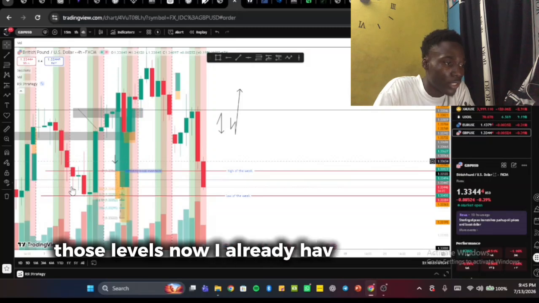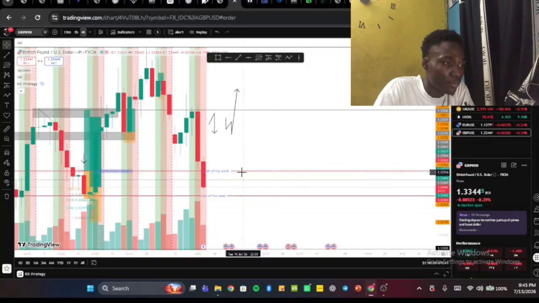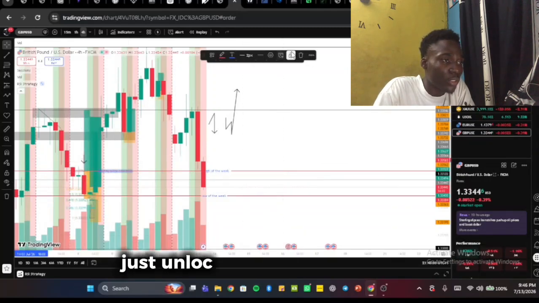Now I already have this annotated here. Just unlock it and then I move it.